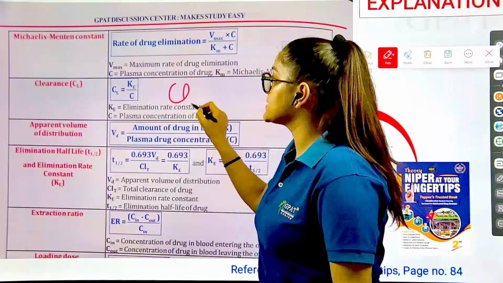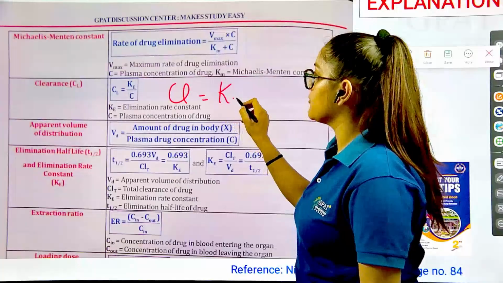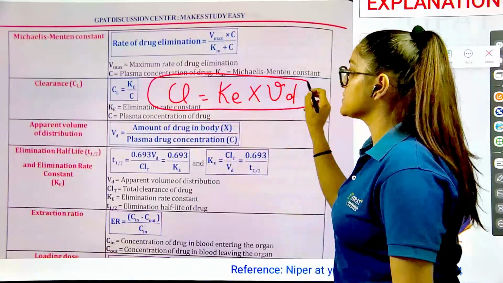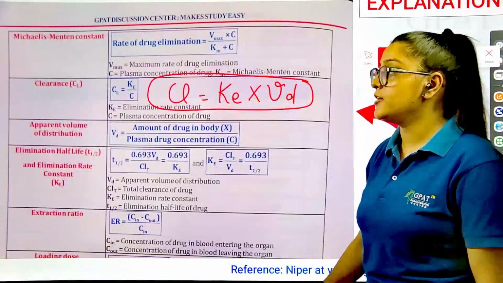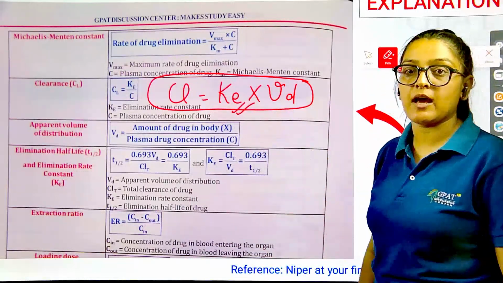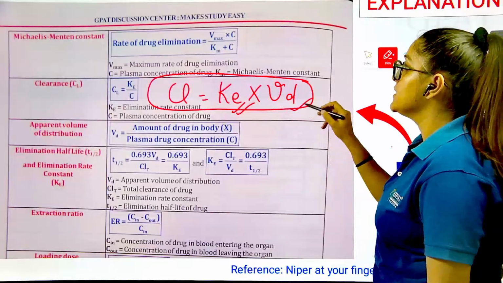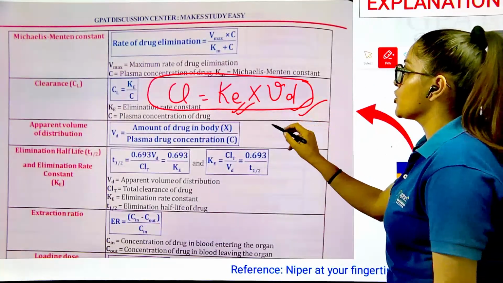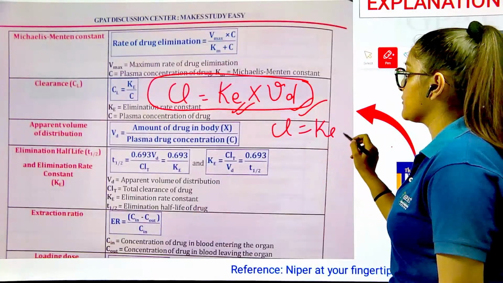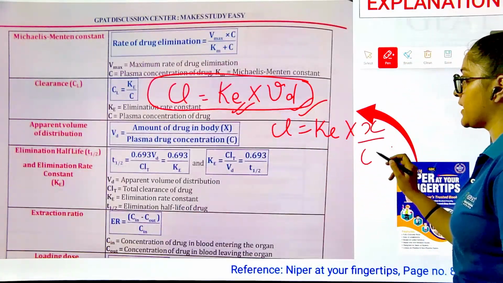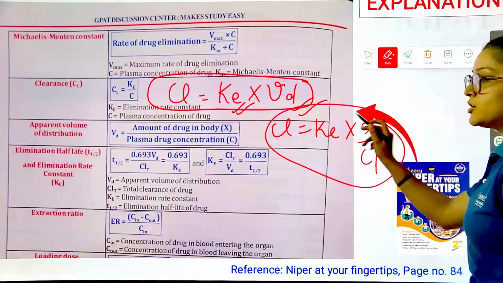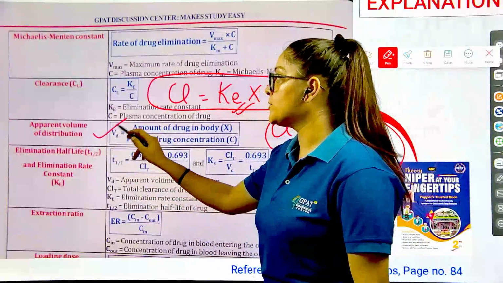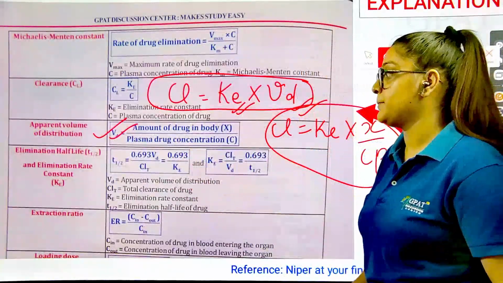For the clearance you can remember one more formula, Ke into Vd, right? Clearance, this other important formula, Ke into Vd. Ke will be the elimination constant. This Vd will be the volume of distribution. If you want to correlate it with the previous formula, volume of distribution is none other than your X upon Cp, right? That is how you can switch to other formulas as well.